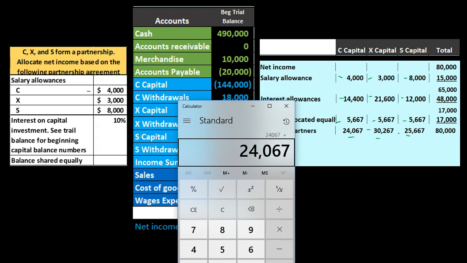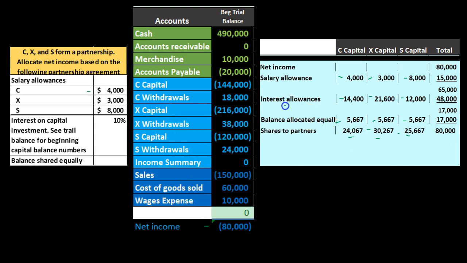for a total of C's allocation 24,067 plus X 30,267 plus S 25,667. For that 80,000, it's off by rounding $1. So that's the allocation of this 80,000, this net income, how we're going to allocate it. And note the flexibility we have there in this allocation method.